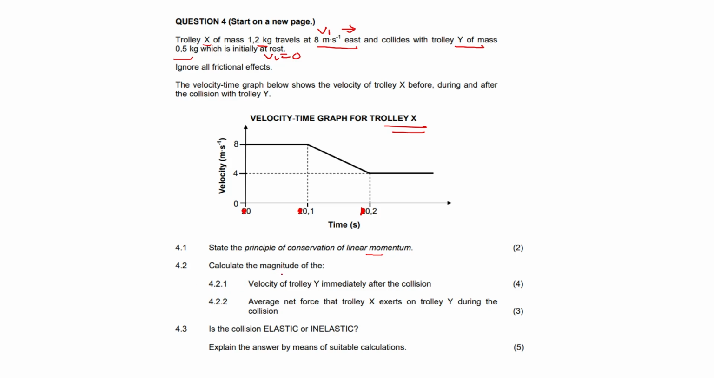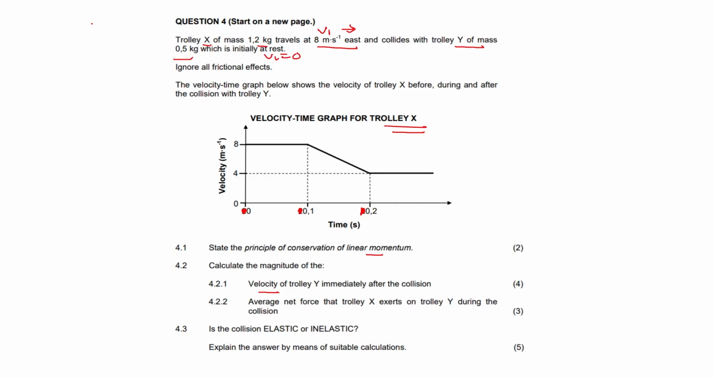4.2.1: calculate the magnitude of the velocity of trolley Y immediately after the collision. So what can we do here, guys? We can use our trusty formula: the mass of trolley X times the initial velocity of trolley X, plus the mass of trolley Y times the initial velocity of trolley Y, is equal to the mass of trolley X times the final velocity of trolley X, plus the mass of trolley Y times the final velocity of trolley Y. We're going to insert our values right now.